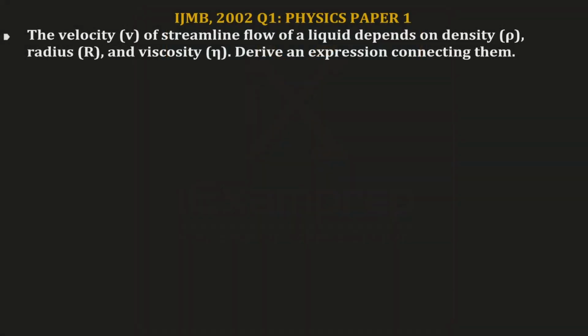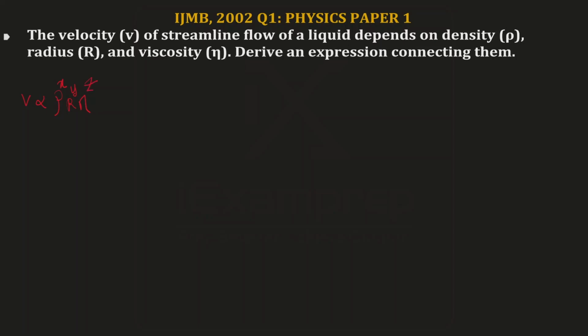The question here says the velocity v of streamline flow of a liquid depends on density, radius, and viscosity. Okay, so we represent it as an equation. Velocity depends on density, radius r, and viscosity. Now, the extent to which it depends on these parameters is not given, so we represent that with an unknown. So we say velocity depends on density to an exponent of x, radius to an exponent of y, and viscosity to an exponent of z.